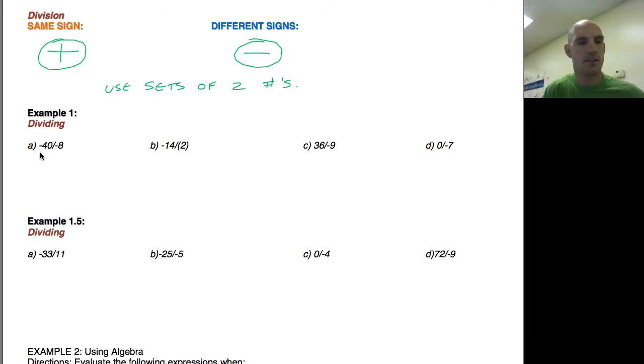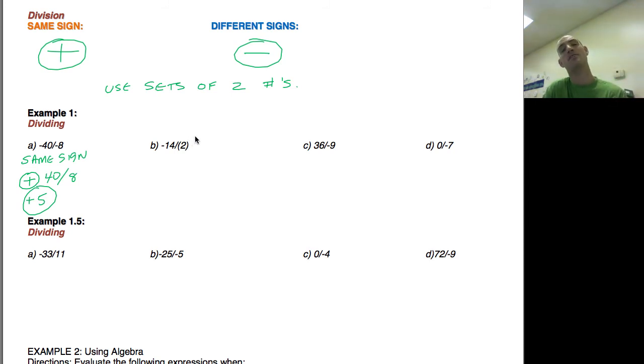Negative 40 divided by negative 8, same sign. So it's positive. And 40 divided by 8 equals positive 5. That's my answer. Same thing here. Don't let those parentheses fool you. It's really just negative 14 divided by 2. I have different signs. It's going to be negative 7 because 14 divided by 2 is 7.